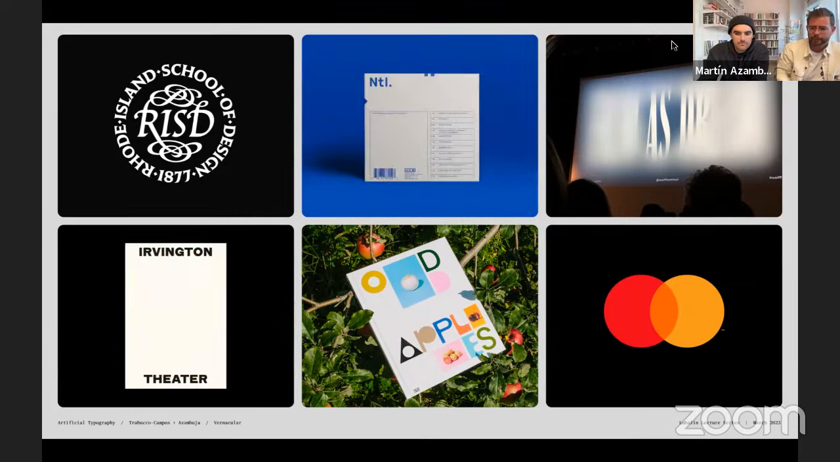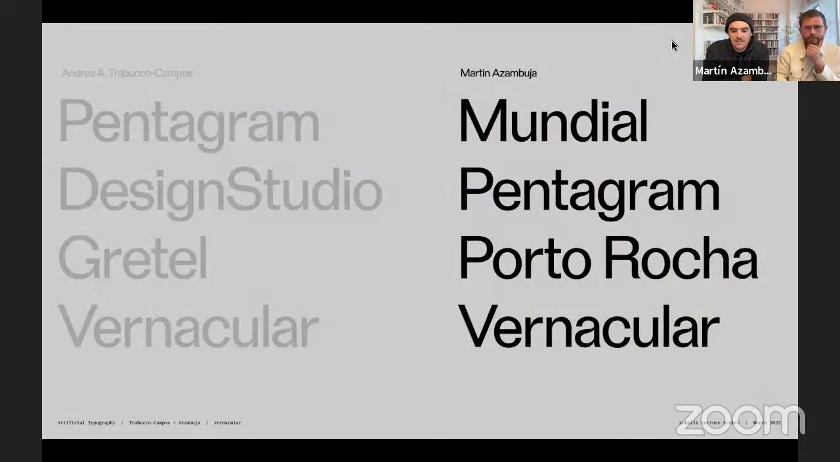Yeah, and in my case, like Sasha mentioned at the beginning, I had a studio in Uruguay called Mundial, where we focus on illustration and design. We mix both practices because I really like illustration also.